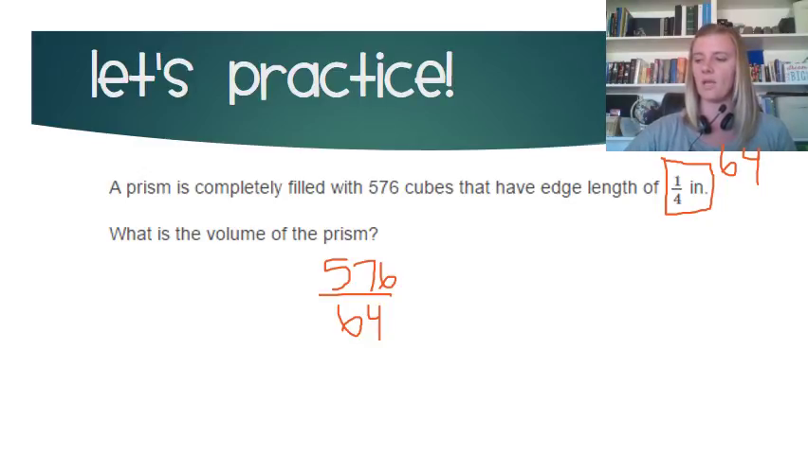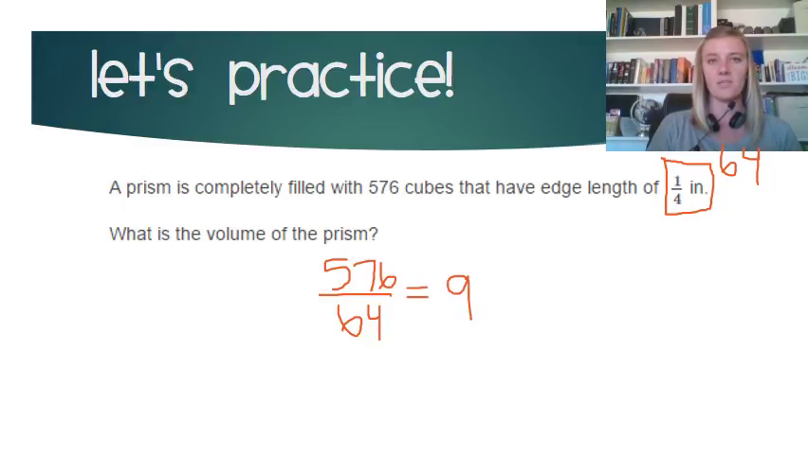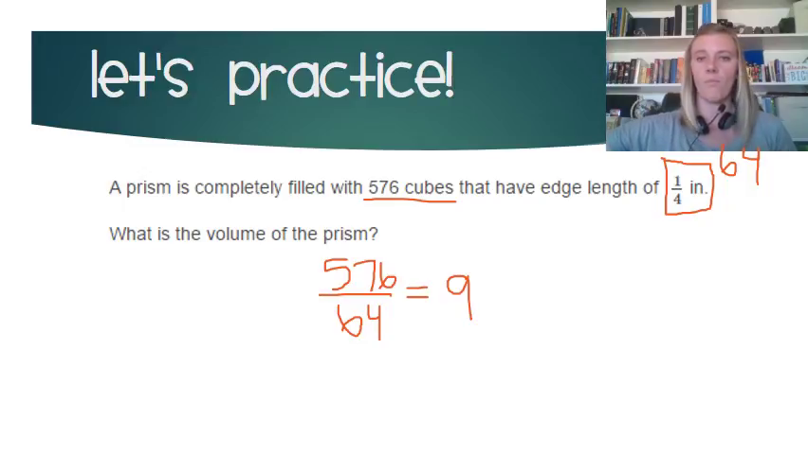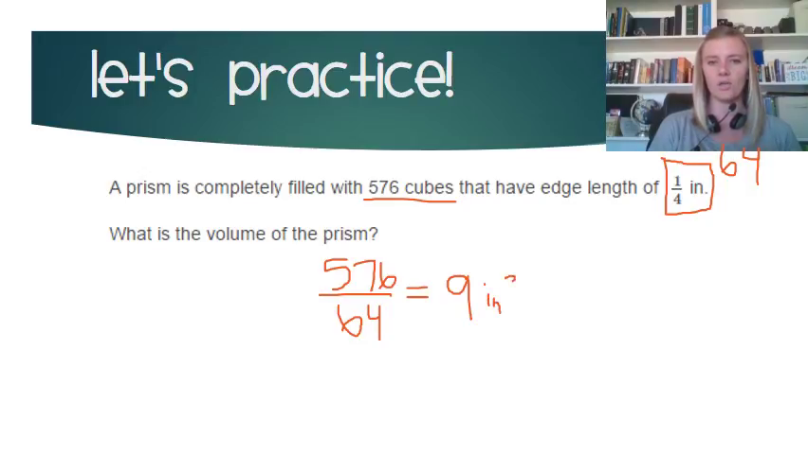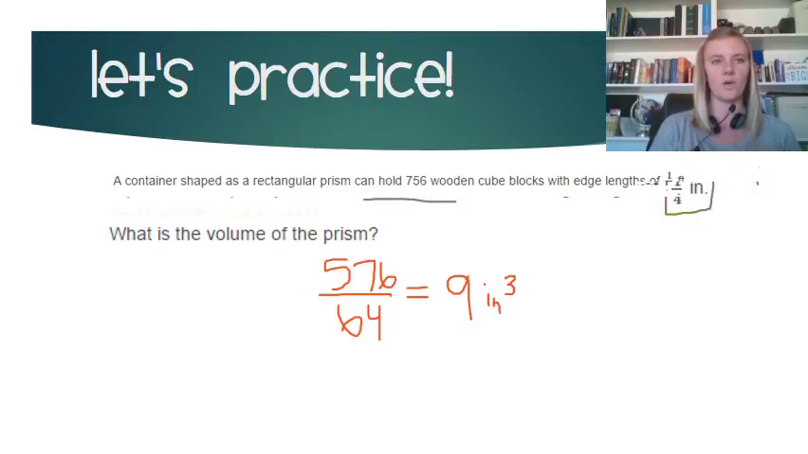and we are going to divide them and find out how many 1-inch cubes there are inside that prism. So 576 divided by 64 is going to equal 9. We would be able to fit 9 1-inch cubes inside of that prism, and there are 576 when they are 1/4 inch. So 9 inches cubed would be our total volume. Let's look at one more like this.